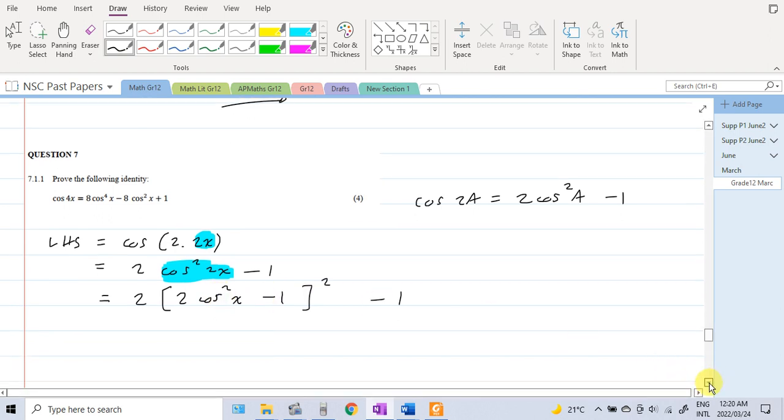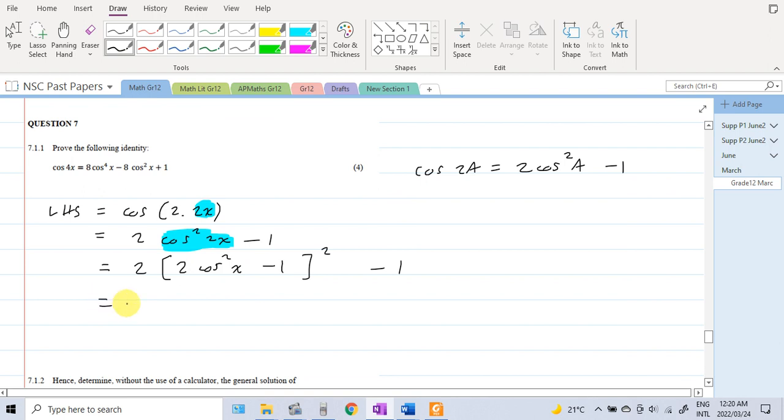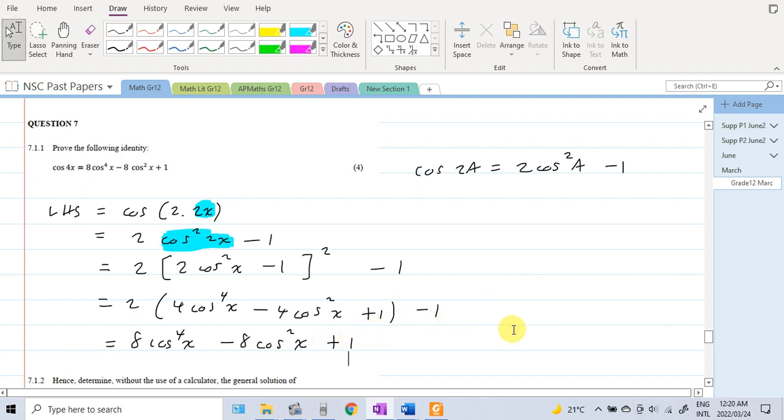Remember we're squaring a binomial here, so 4 cos to the power 4 x, the middle term is the product of these two and double them up, so minus 4 cos squared x, and square this, plus 1, minus 1. So what we have, 2 times 4, which is 8 cos to the power 4 x minus 8 cos squared x. We got plus 2 minus 1 ends up being plus 1. I hope you understand, guys, and that is now equal to RHS. So it was just double angle substitution twice.